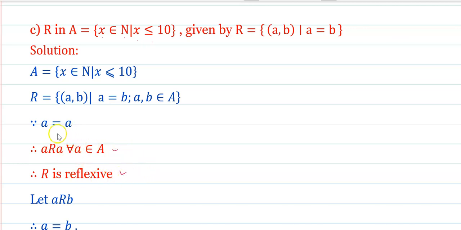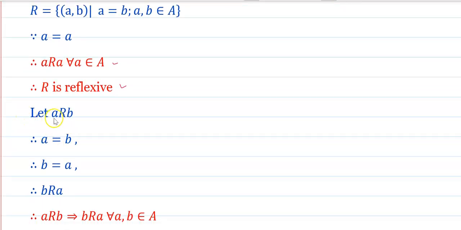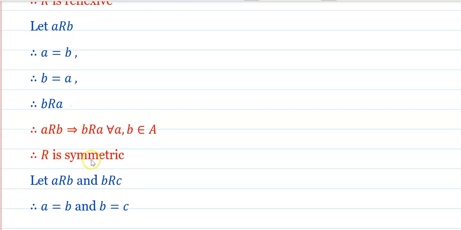Okay. Next, let aRb, it means that a is equal to b, which can be written as b is equal to a. That is bRa. It means that aRb implies bRa for every a, b belongs to A. Therefore, R is symmetric. Okay, see how we start: aRb, a is equal to b. We can write this mathematically, but what does it mean? bRa. That is, aRb implies bRa. What does that mean? R is symmetric.